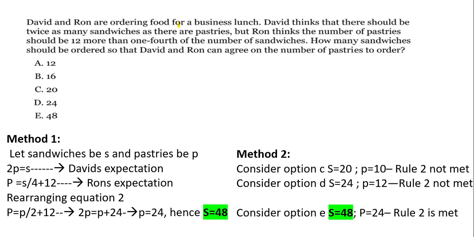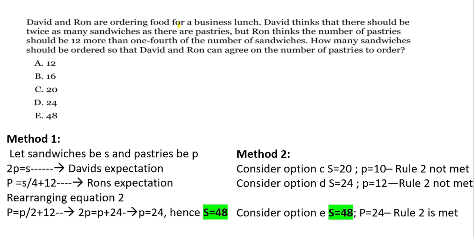David thinks that he should order twice as many sandwiches as there are pastries, and Ron thinks that the number of pastries should be 12 more than 1 by 4th of the number of sandwiches. So we have been asked what is the number of sandwiches that they can order such that both the conditions are met.